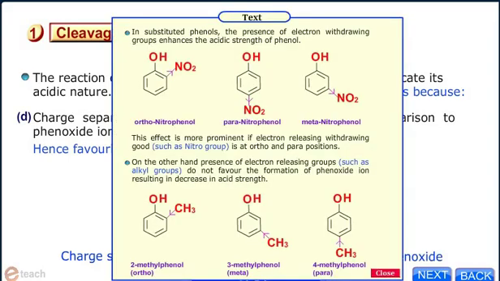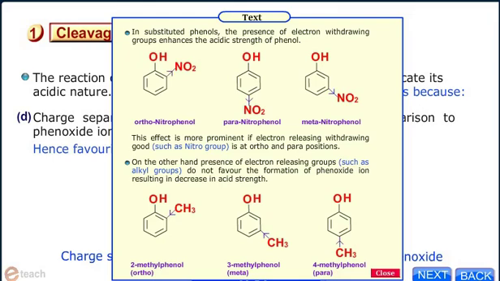In substituted phenols, the presence of electron withdrawing groups enhances the acidic strength of phenol. That's why acidic strength of orthonitrophenol is greater than paranitrophenol, which is greater than metanitrophenol. This effect is more prominent if electron withdrawing group such as nitro group is at ortho and para positions. On the other hand, presence of electron releasing group such as alkyl group does not favor the formation of phenoxide ion, resulting in decrease in acidic strength.